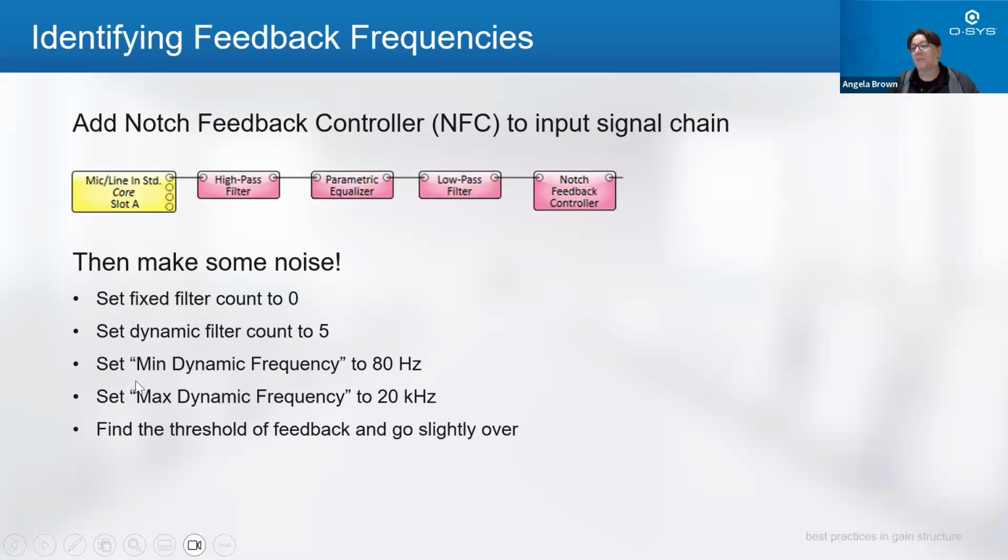You're going to set fixed filter count to 0, dynamic filter count to 5, minimum dynamic frequency to 80, maximum to 20 kilohertz. So basically your whole range. And then you're going to take your system and just turn it up until you hit feedback.